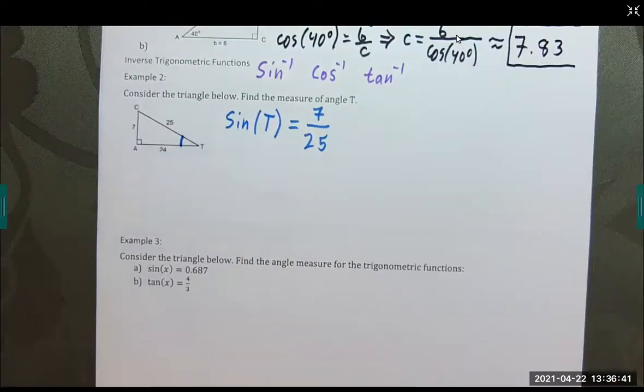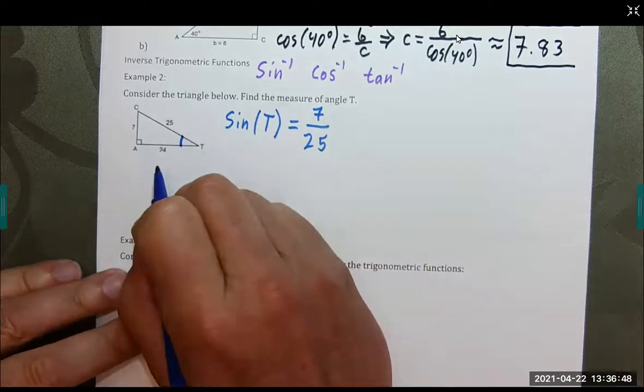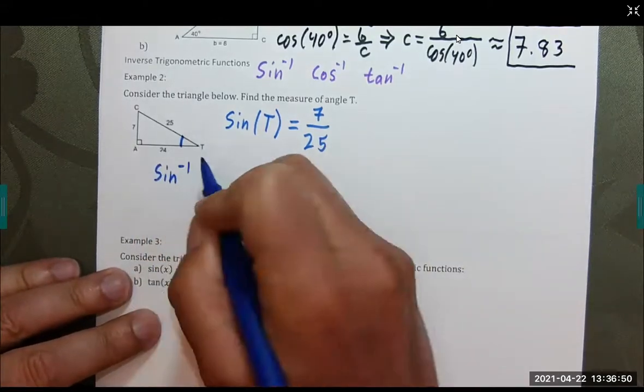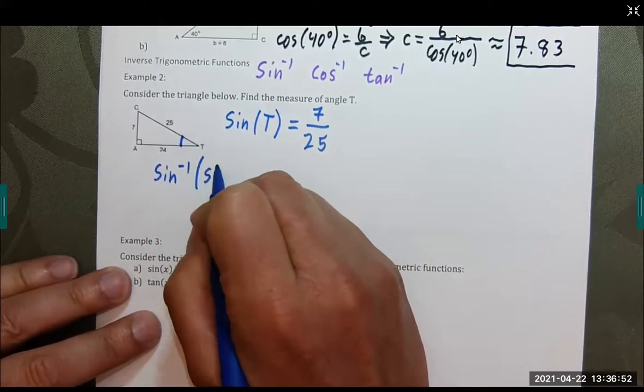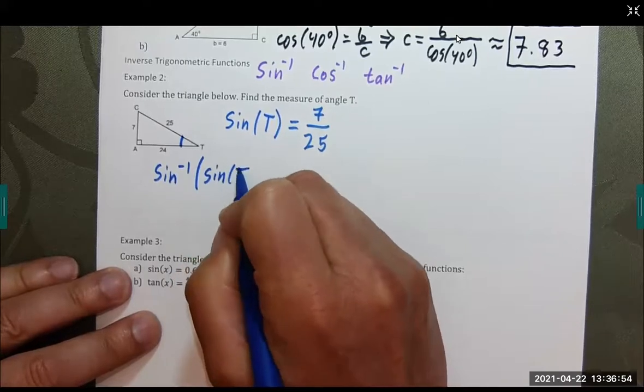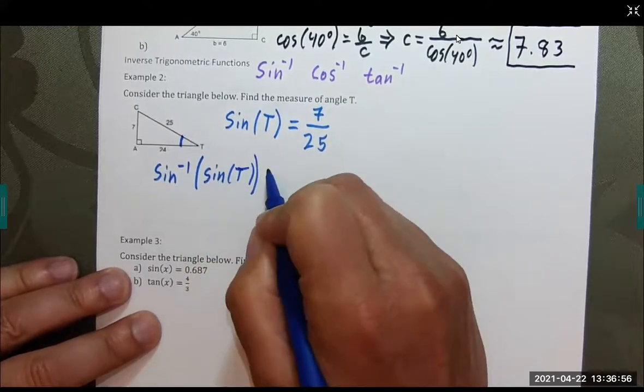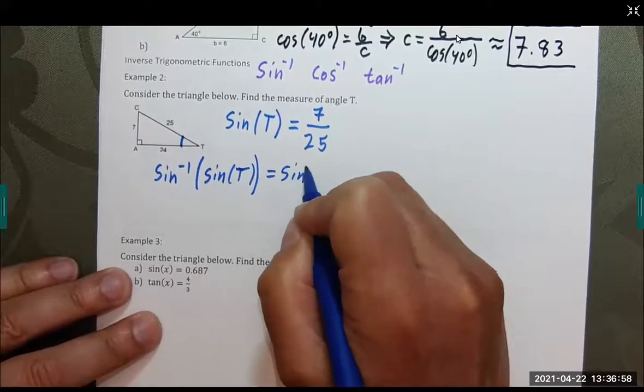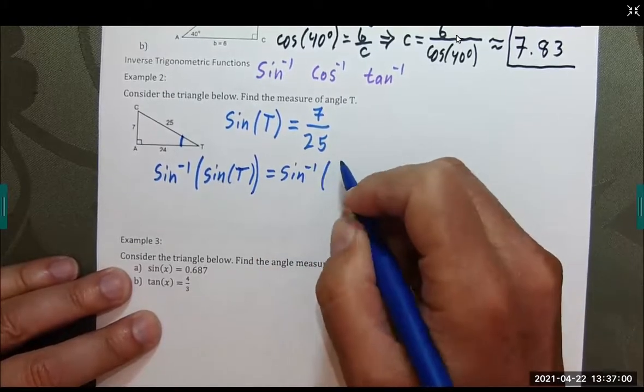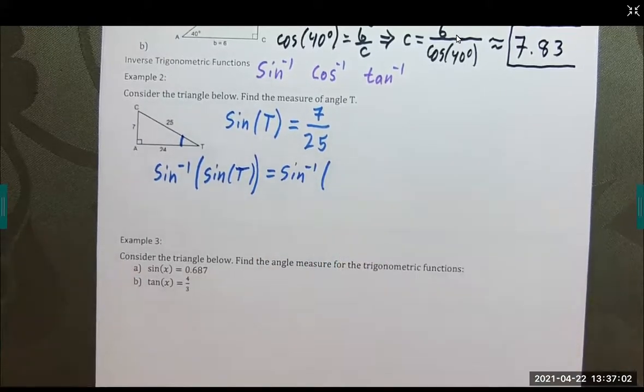Inverse sine is exactly the opposite of sine. So they actually cancel one another out. So if I apply inverse sine to both sides, also known as arc sine, so you'll see that as well, and I'll address that when that comes up.